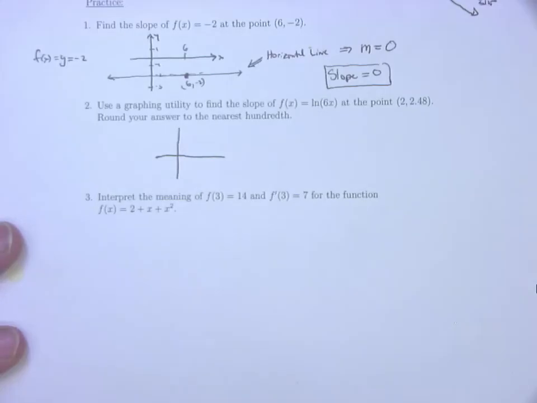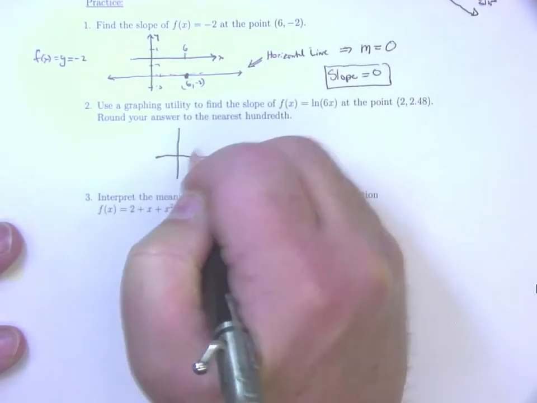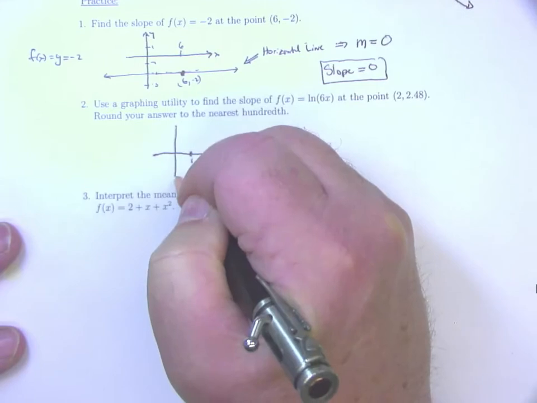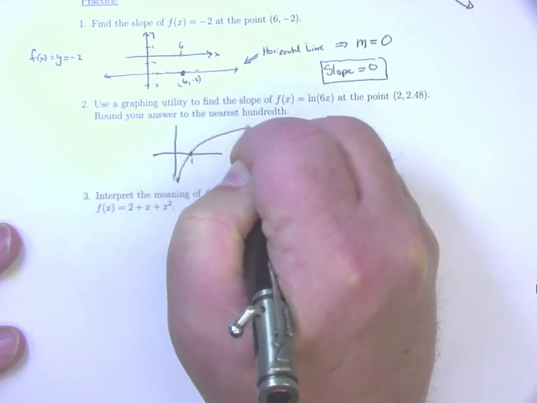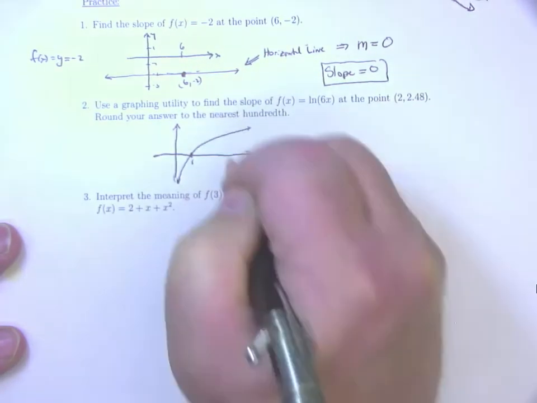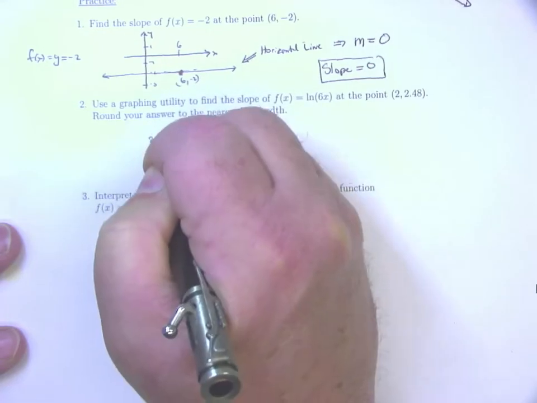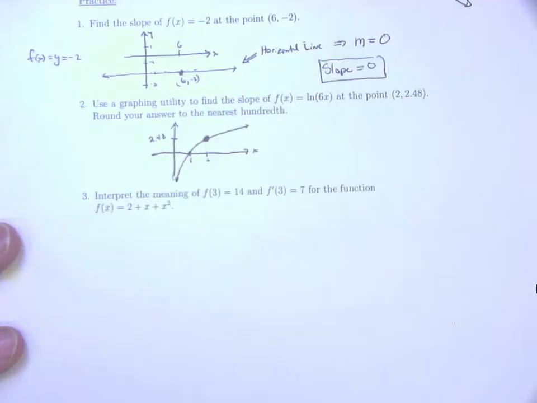Hopefully you remember what the famous natural log of x graph looks like, but very few people do. When you plug in 1, natural log of 1 is 0, so it goes through 1. And the graph looks like this. It goes straight down and comes back and goes out this way. And here's the point 2, and the y-coordinate is 2.48. So there's my point right there that we're interested in.